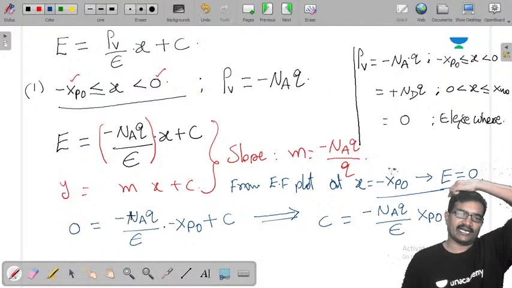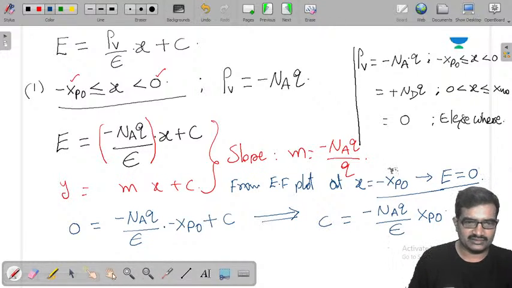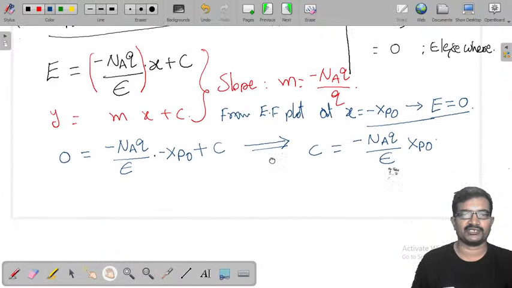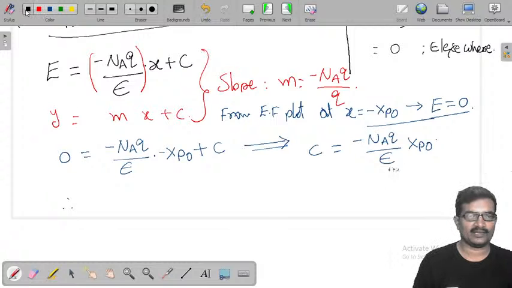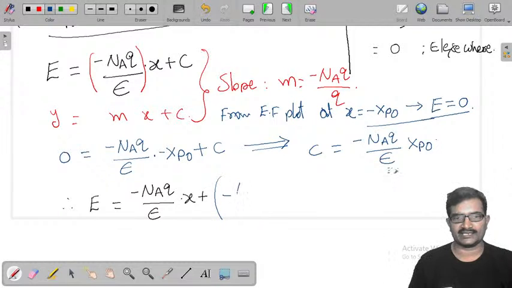See, my dear students, this negative became positive, so net it is positive. Some positive plus C equals 0, therefore C is the negative of that. That's it. Now take that value of C and substitute it in this equation. E is equal to minus NA into Q by epsilon into x plus C value. So our C value is minus NA into Q by epsilon into xp naught.